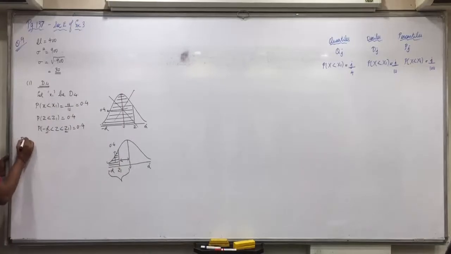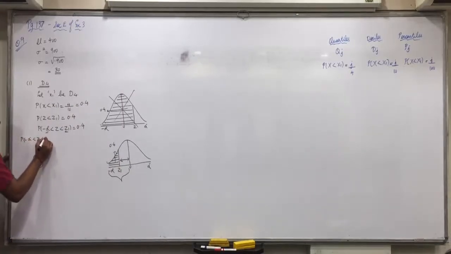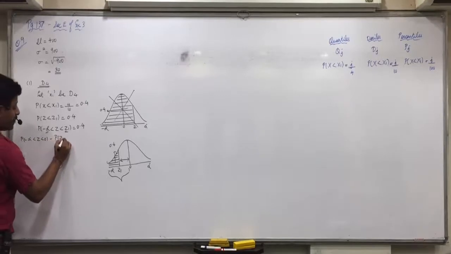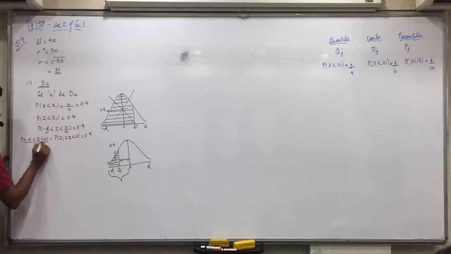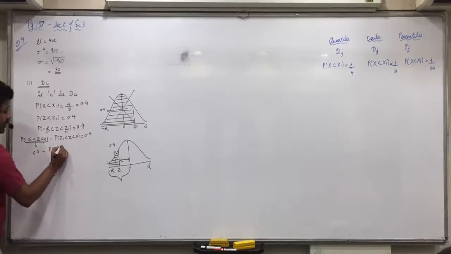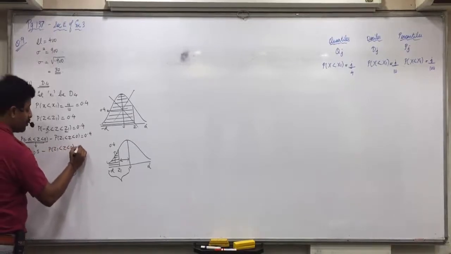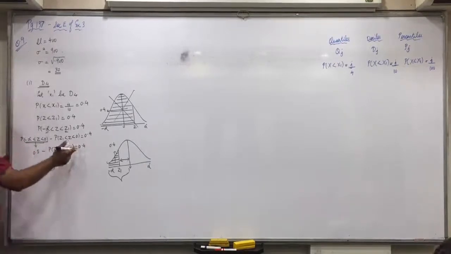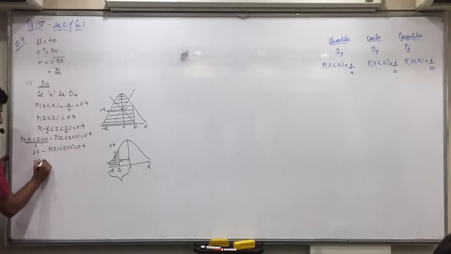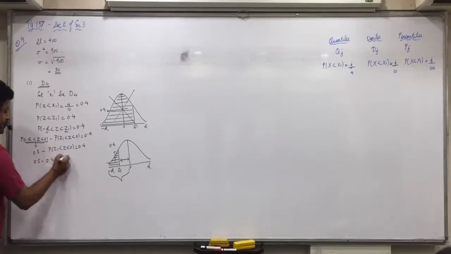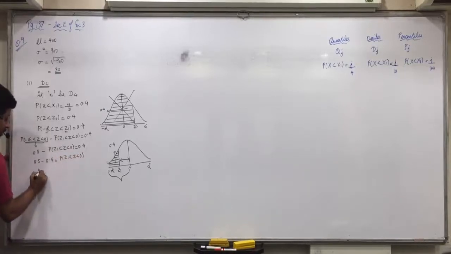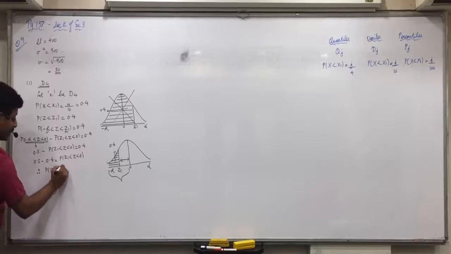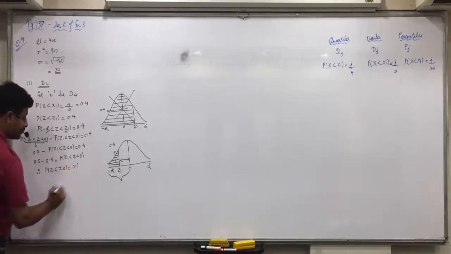It means P(minus infinity < z < 0) minus P(z1 < z < 0) is 0.4. Now this area, minus infinity to 0, we know is 0.5, minus P(z1 < z < 0) is 0.4. The 0.4 on the left side will become minus and the minus 0.5 on the right side will become plus. It means P(z1 < z < 0) is 0.1.